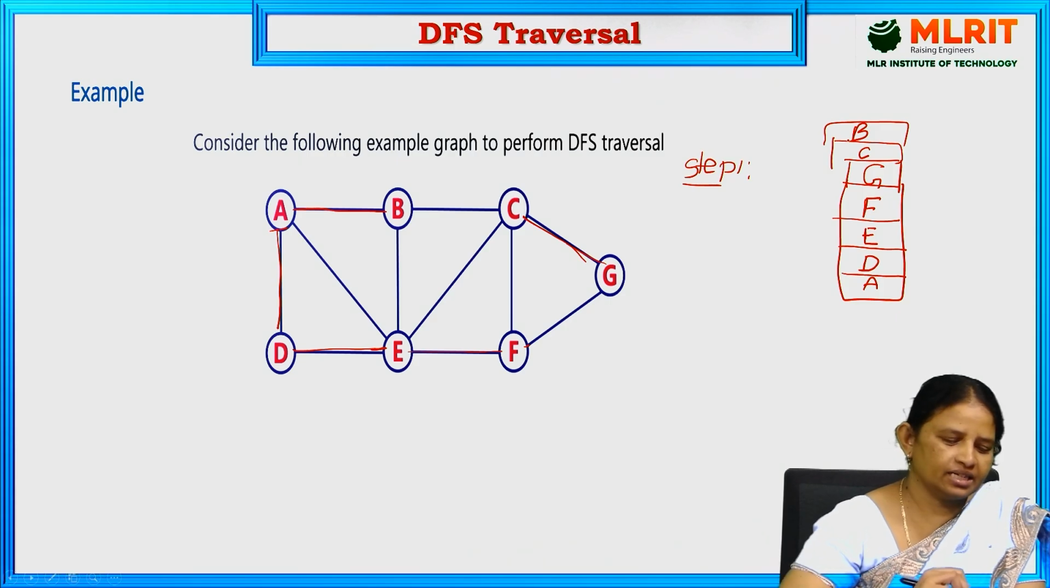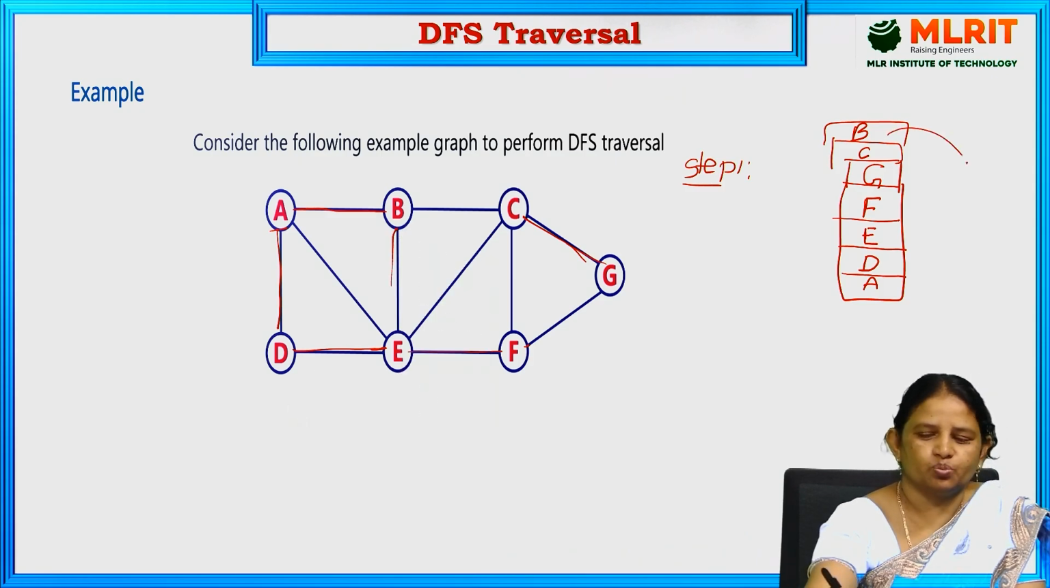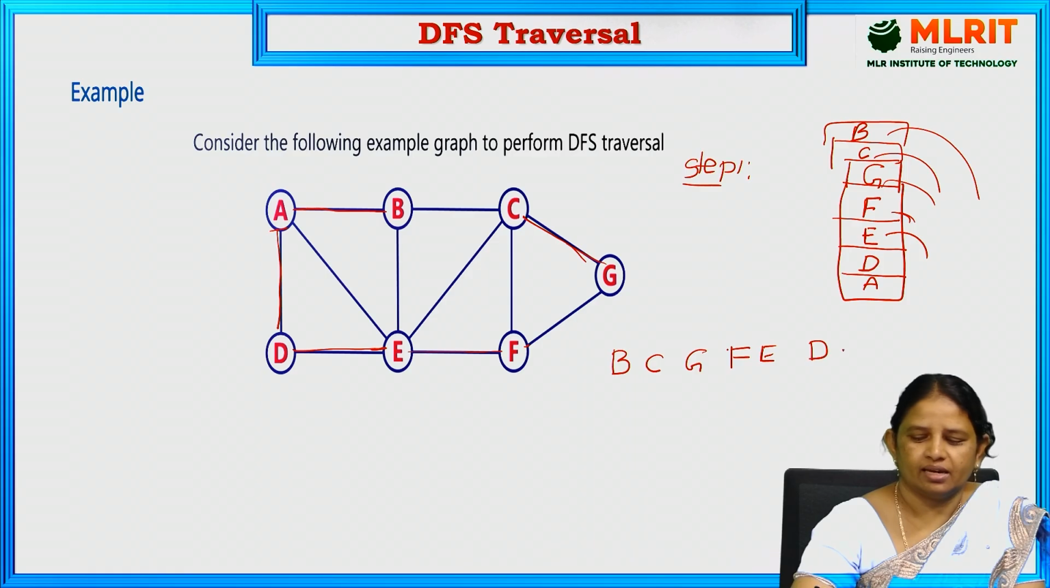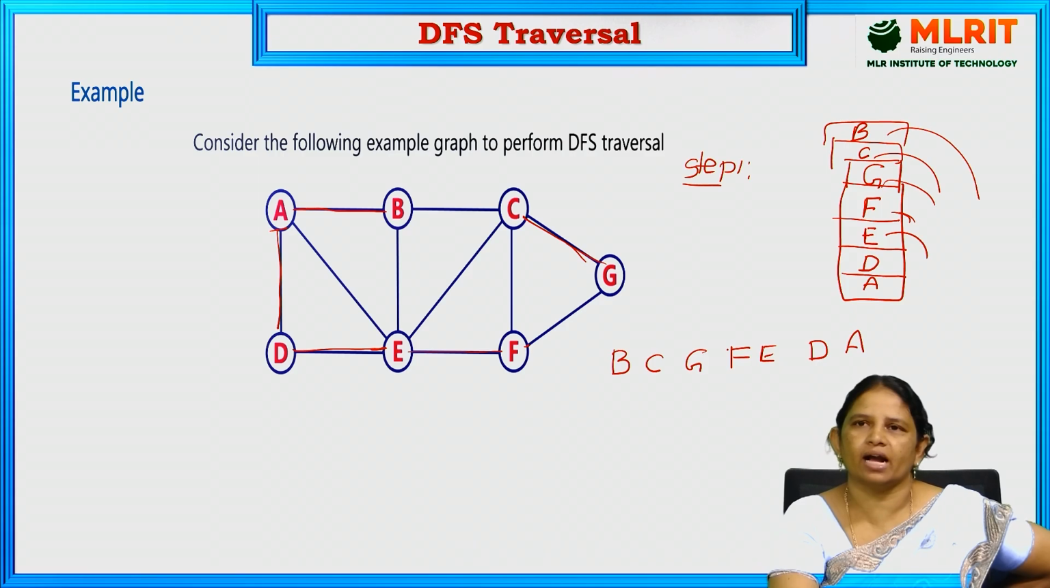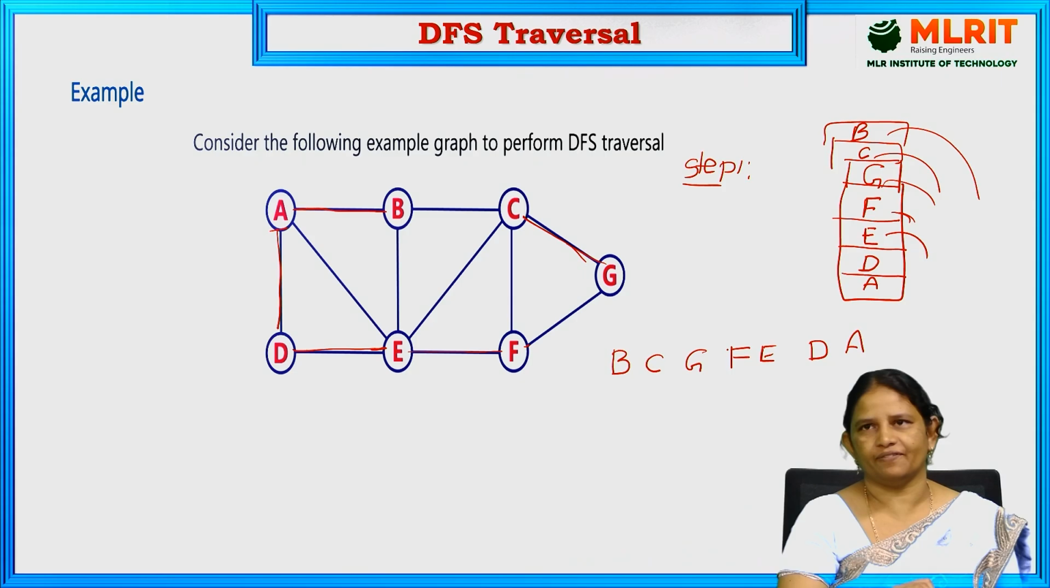Next, B's adjacent is A. It is already visited, no need to visit. B's adjacent E is also visited. No need to go further, so just pop it from the stack and print it. Next, C. C's adjacent are already visited. So B, C, G, then after that F, then E, D, A. This is the DFS traversal. If there are any unvisited vertices, we have to go back and visit the leftover unvisited vertices and print the corresponding DFS traversal.